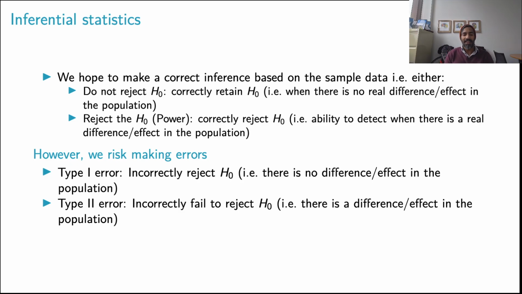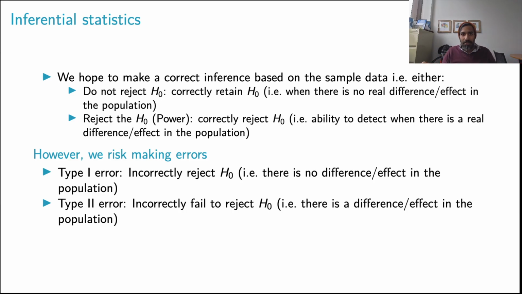So fundamentally, if there's no effect, we want to retain the null hypothesis because that's what the null hypothesis is saying. If there is an effect, we're hoping that we can reject the null hypothesis, right? Because the null hypothesis, we should have evidence to reject it if there is an effect there. However, it's not always the case. We do make errors, right?